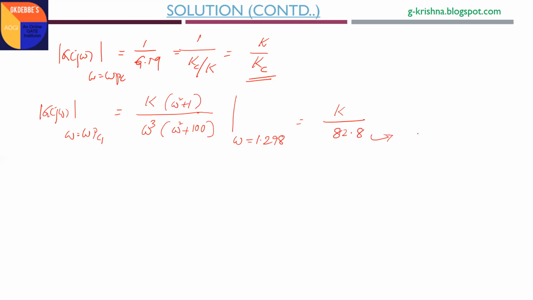Therefore, this is KC1, that is, the value of gain K at which the root locus plot first cuts the imaginary axis. KC1 is 82.8.